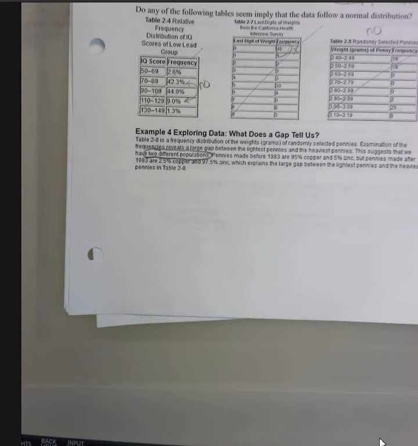Okay, so example 4, exploring data. What does a gap tell us? Like if we have this gap in a table. Table 2.8 is a frequency distribution of the weights in grams of randomly selected pennies. Examination of the frequencies reveals a large gap between the lightest pennies and the heaviest pennies. This suggests that we have two different populations. So there's one group that's completely different from another group.